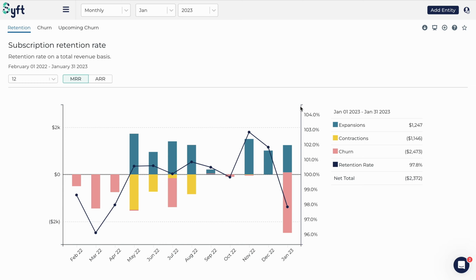This graph is therefore a key starting point to determine what is going well or poorly in your company and how you can either replicate successes and avoid future issues. The next tab we have is churn.